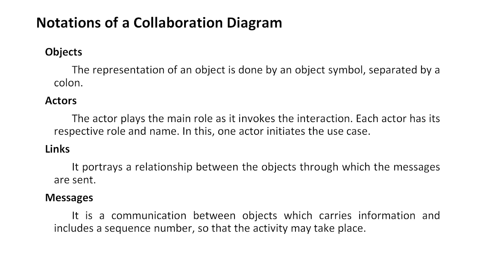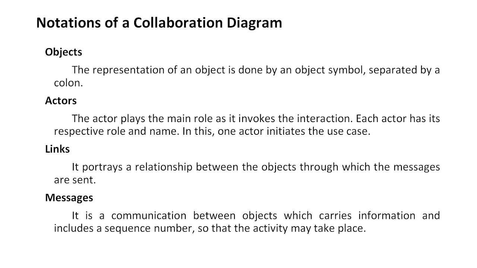The notations involved in the collaboration diagram are: the first is the objects. The objects are represented by the object symbol, separated by a colon. The second notation is actors. The actors play a very important role in these interactions, and there is one actor that will initiate the use cases.